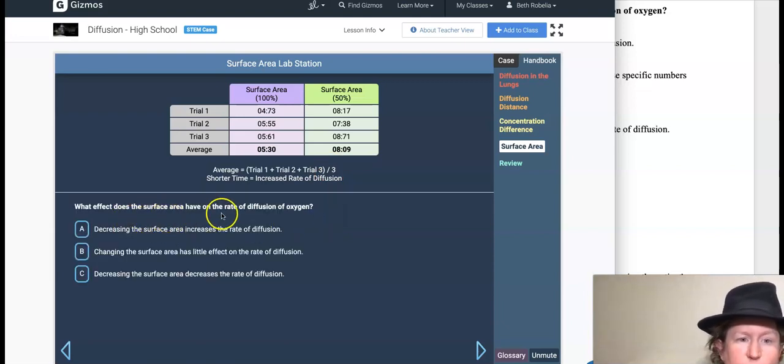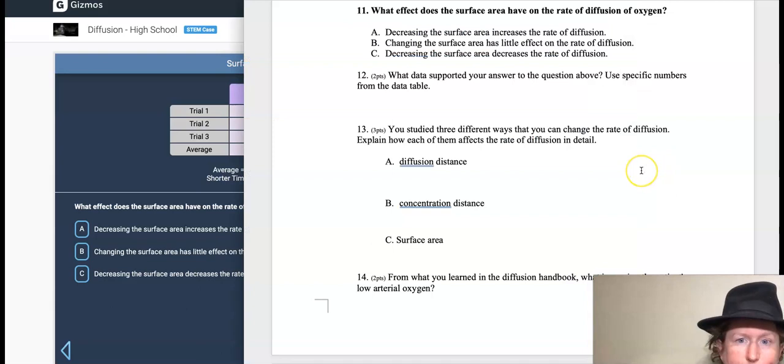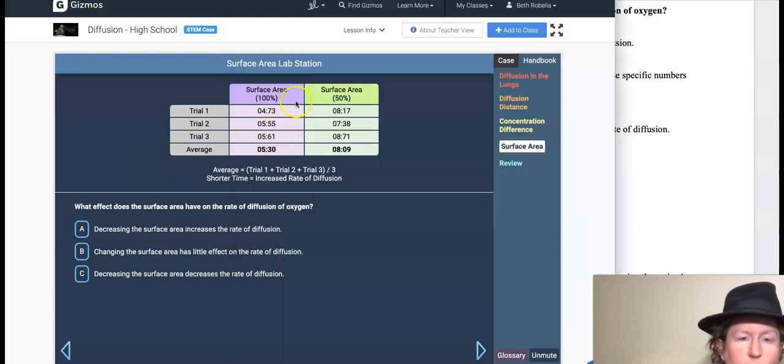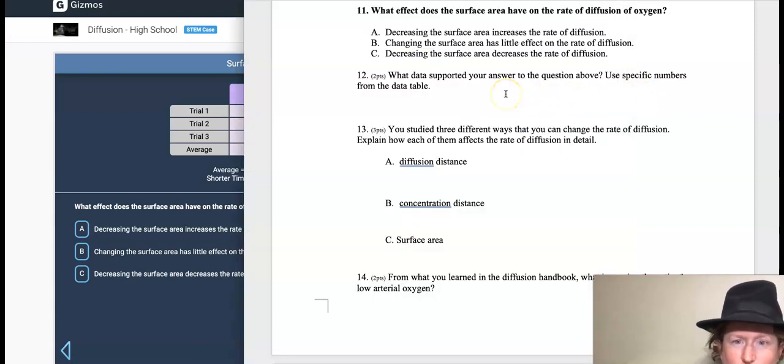So what effect does the surface area have on the rate of diffusion of oxygen? Decreasing the surface area increases the rate of diffusion? Changing the surface area has little effect on the rate of diffusion? Or decreasing the surface area decreases the rate of diffusion? You can answer that one, and that is number 11 on your lab sheet. You can look at the data table here, and you can use this information to support your answer in number 12.